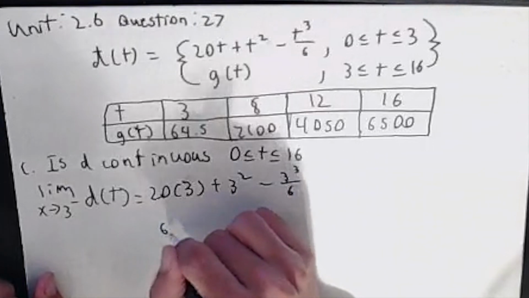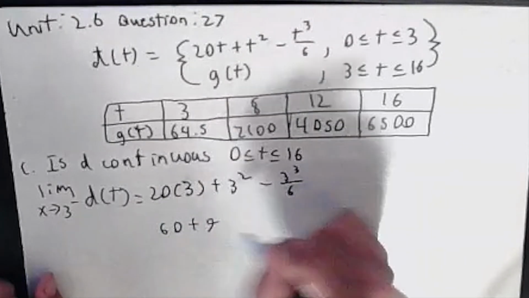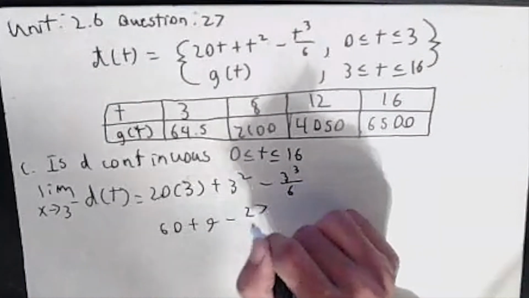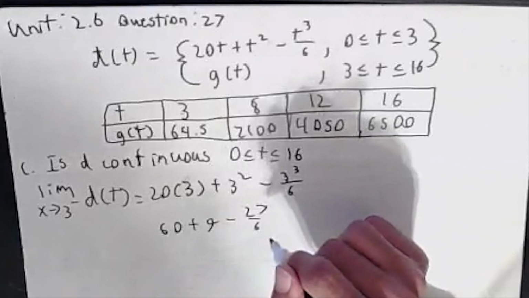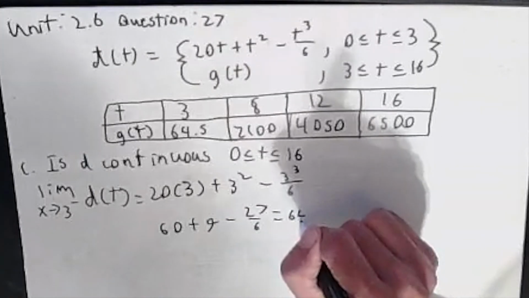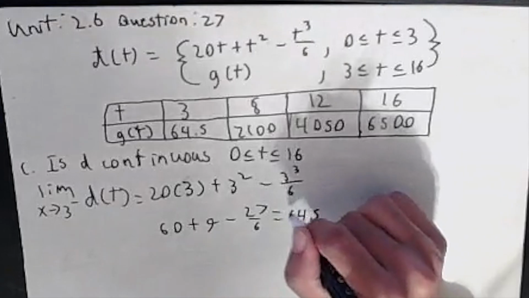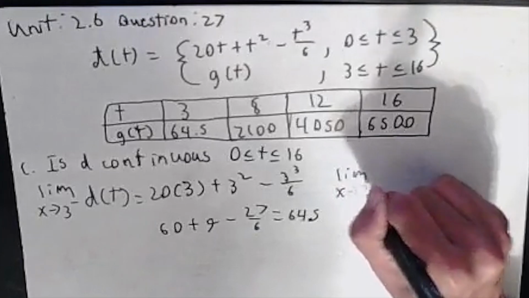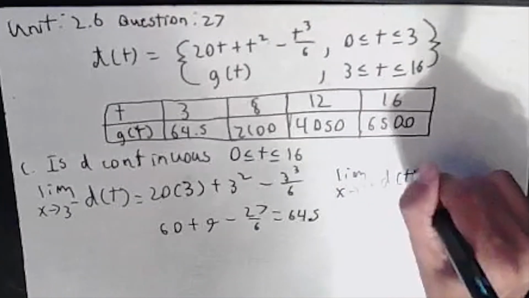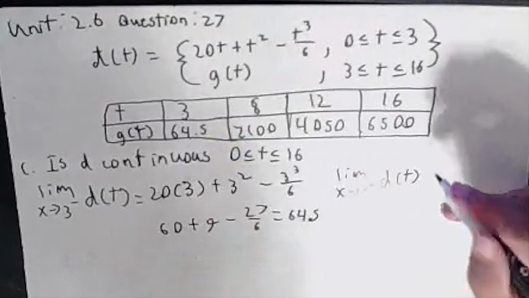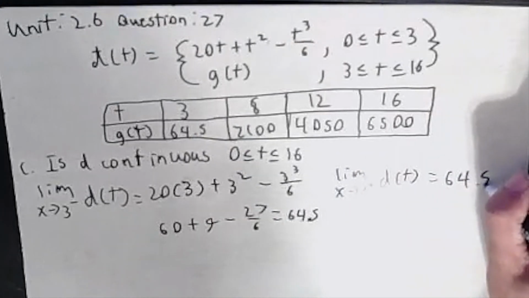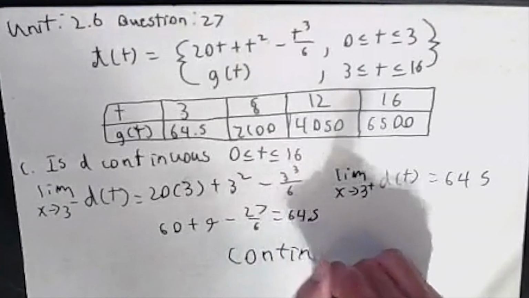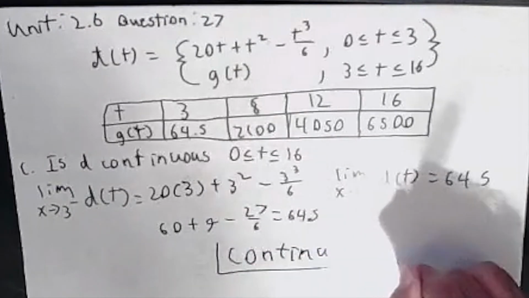20 times 3 is 60. 3 squared is 9. 3 cubed is 27. 27 minus 27 over 6. And this is 64.5. Now if we take the limit as t approaches 3 from the right side of d of t, we can just see that if we plug 3 into g of t, we get 64.5. So seeing how these limits evaluate to the same from both sides, we know that the function is continuous. And that's how we get our answer of continuous.